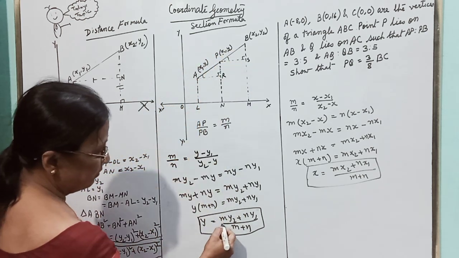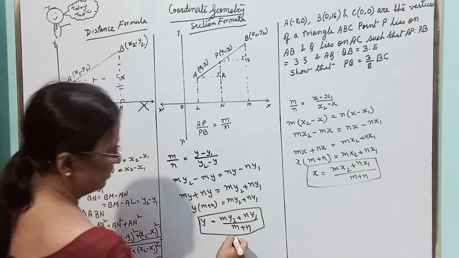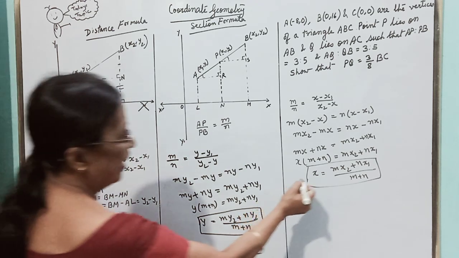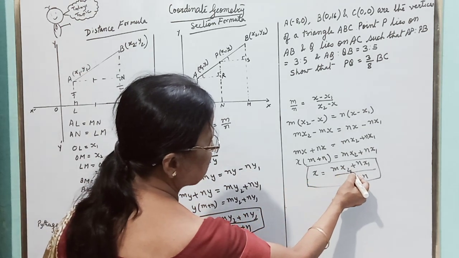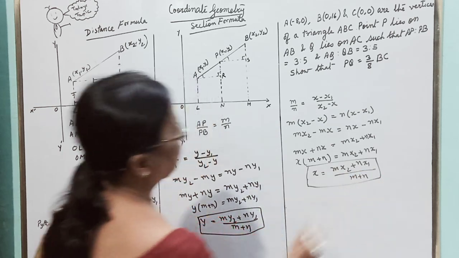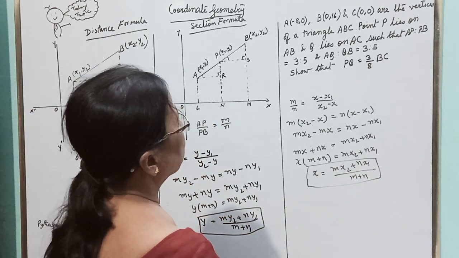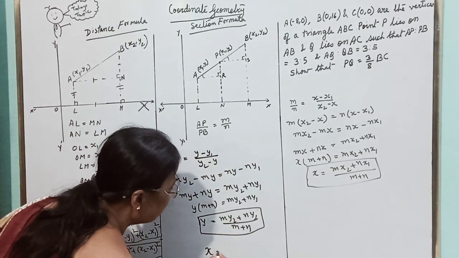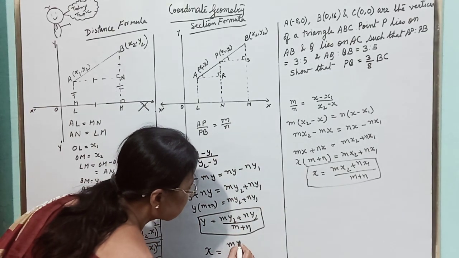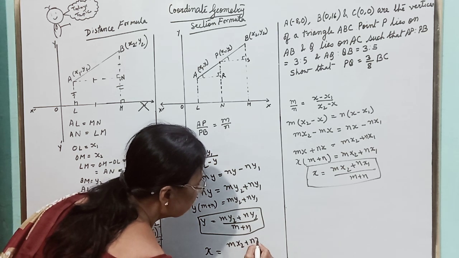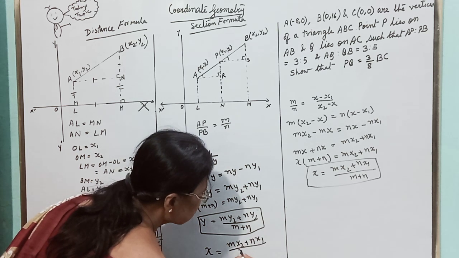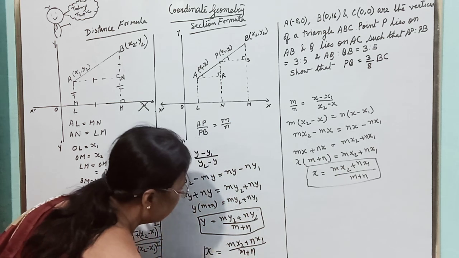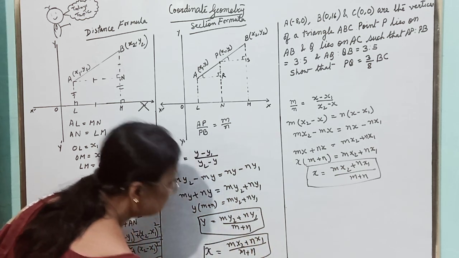So y is given by my2 plus ny1 divided by m plus n, and x is given by mx2 plus nx1 divided by m plus n. Now there is a question based on it. This formula you will learn, x is equal to mx2 plus nx1 divided by m plus n. This formula you will learn, because I have to rub that one.